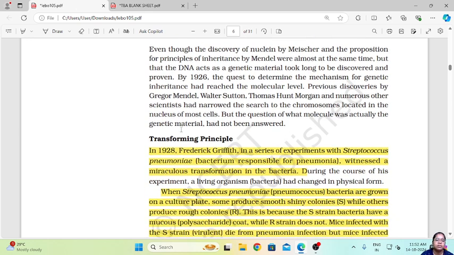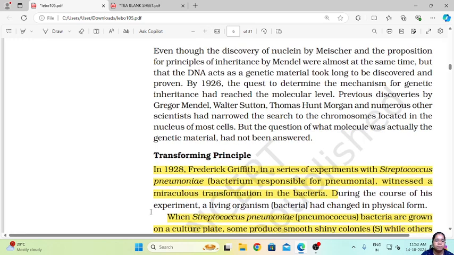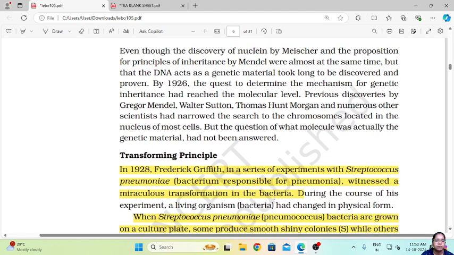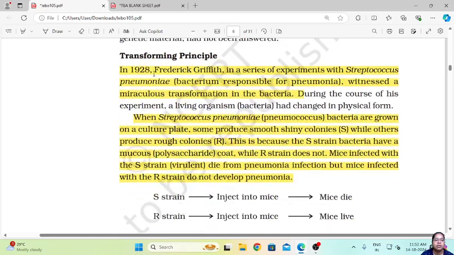Which was the first experiment that was carried out to understand that DNA was the genetic material? It was the transforming principle. The transforming principle was in 1928. It was done by Frederick Griffith in a series of experiments.